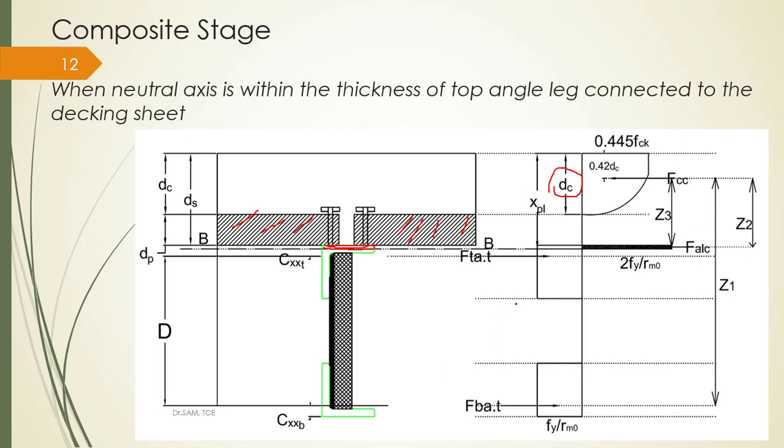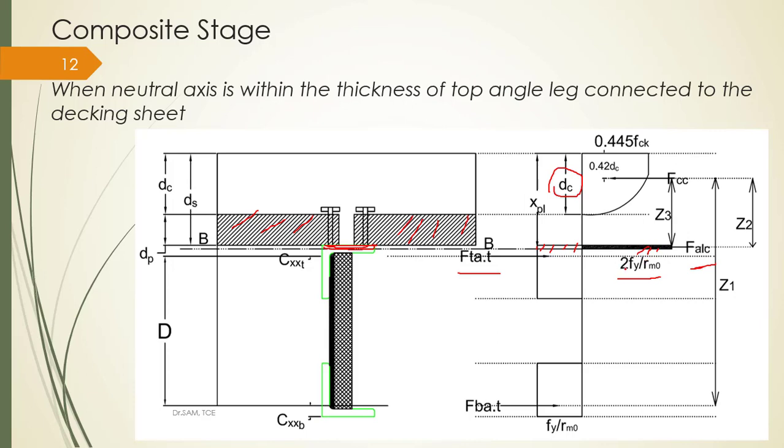To solve this problem, this is not initially available. You add a stress block here, and the same stress block is deducted here. Therefore, you will get 2 times Fy by gamma m naught. This is the same principle we discussed in the composite beams also. Now this is the whole stress block where the top angle is under tension. Here you have an angle leg under compression. Angle portion is under compression.